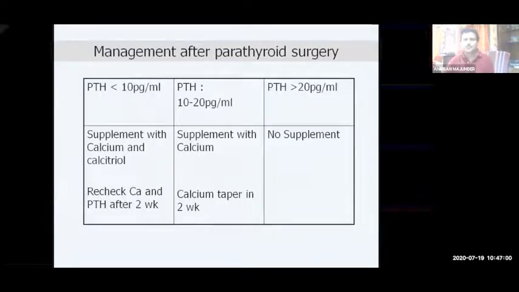So if you look into the PTH value, that can give you some idea what you are supposed to do. If the PTH value is more than 20, don't do anything, no supplementation is required. If the PTH value is 10 to 20 after the surgery, then you have to supplement with calcium, and you should gradually taper the dose after 2 weeks, because possibly this particular individual will not require the supplementation after 2 weeks. And if the PTH value is less than 10, you have to supplement with calcium and calcitriol, but you have to recheck after 2 weeks to see whether the supplementation is required further or not.